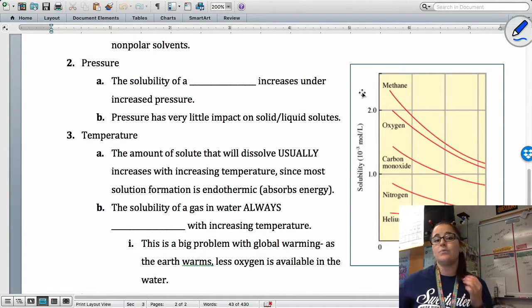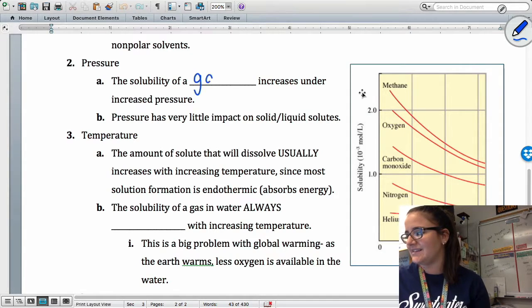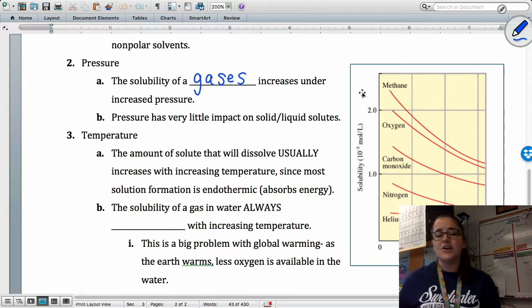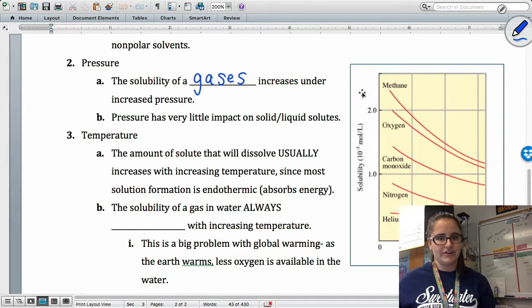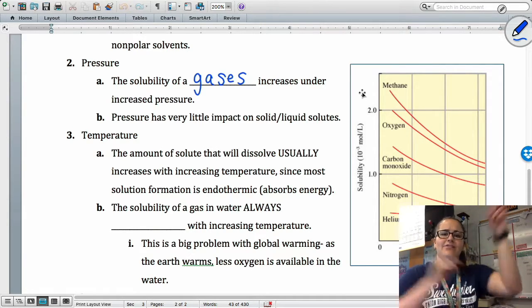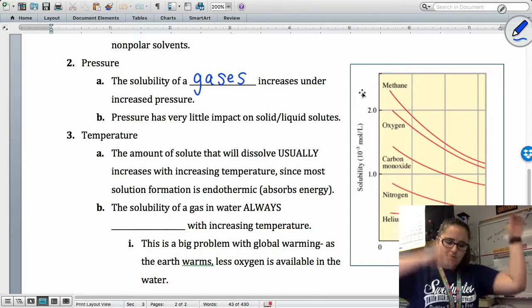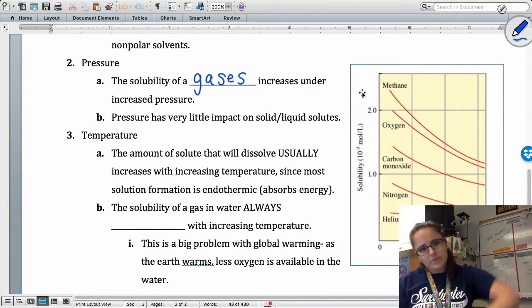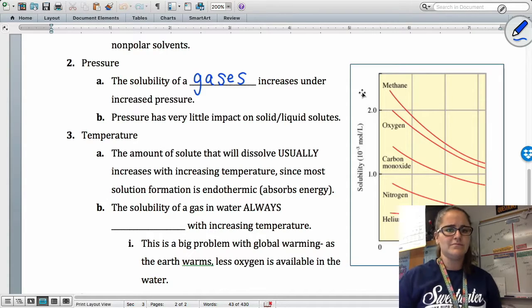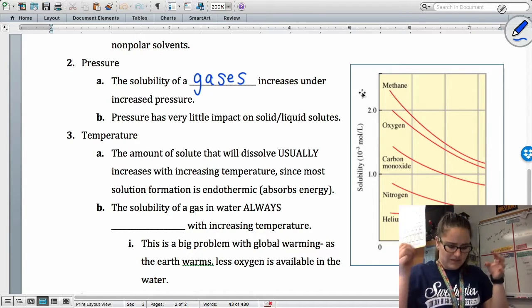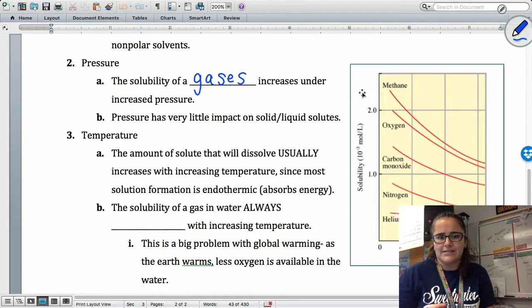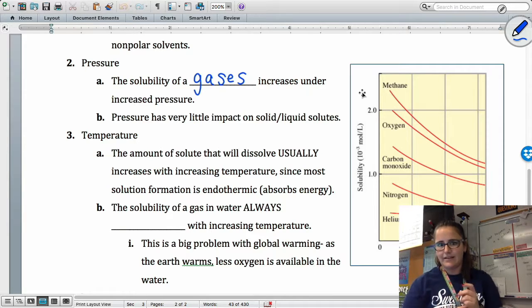So pressure is always going to be more important for gases. The solubility of a gas increases under increased pressure, which makes sense. If there are more molecules moving around and more molecules hit the water, more of them are going to mix with the water. So more pressure means there's going to be more gas dissolved. This will come up again a little later.